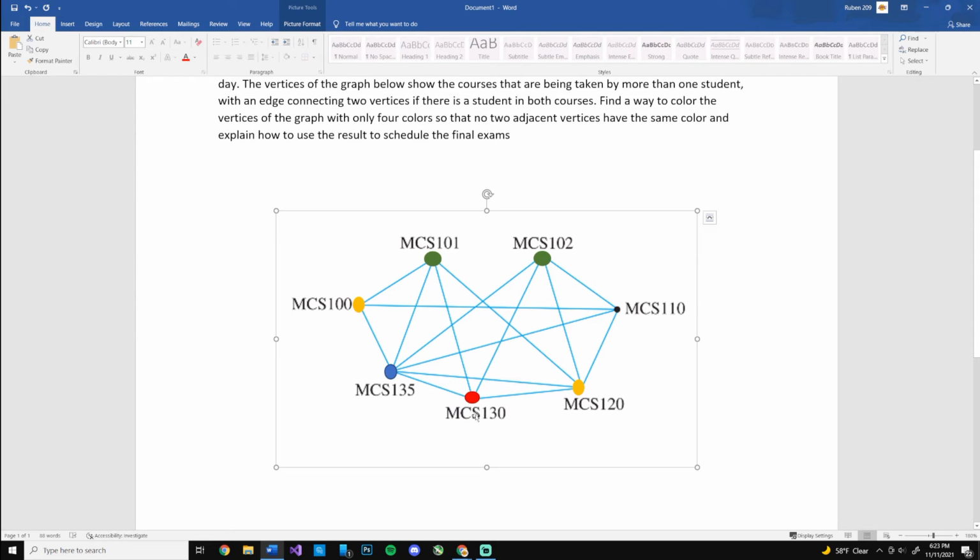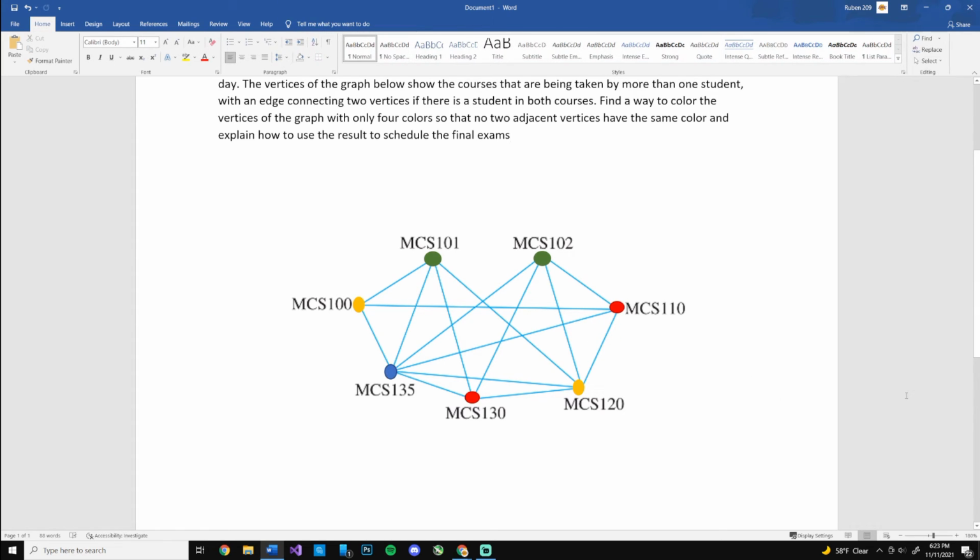You see how MCS 130 will never be connected to 110, so we can make 110 red, and that should be it. MCS 130 will never be connected to MCS 110, so they can have the same color. MCS 100 will never connect to MCS 120, so they can have the same color. These two never connect by any edges. And we have to give MCS 135 its own color because it connects to all of them.